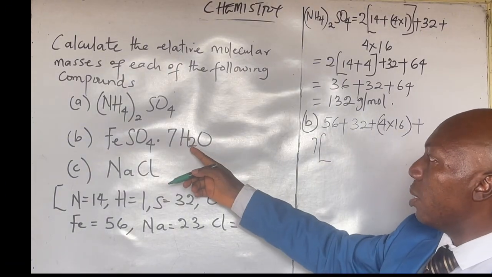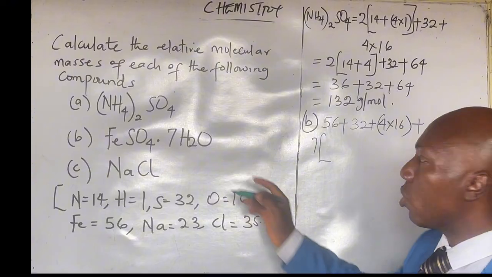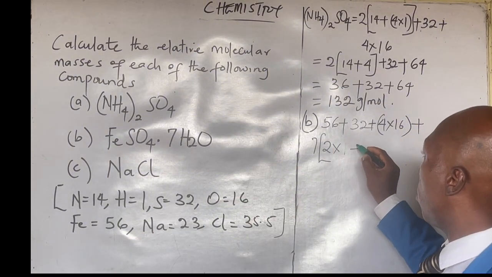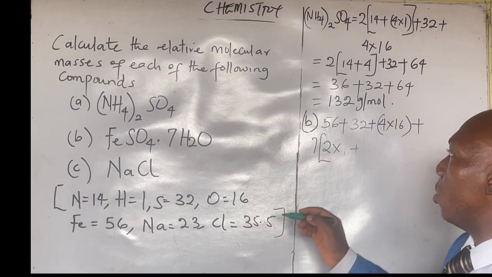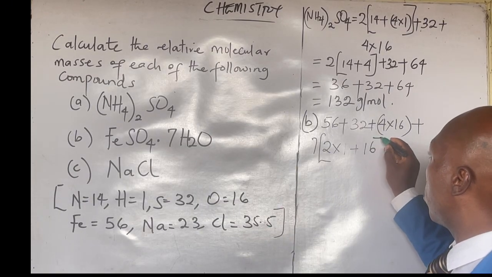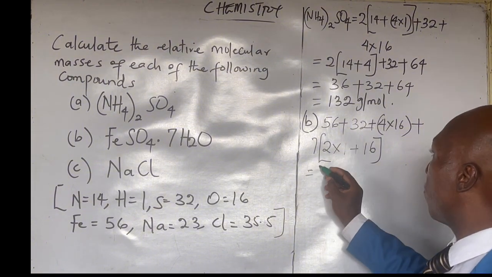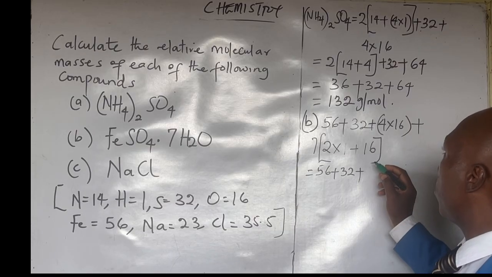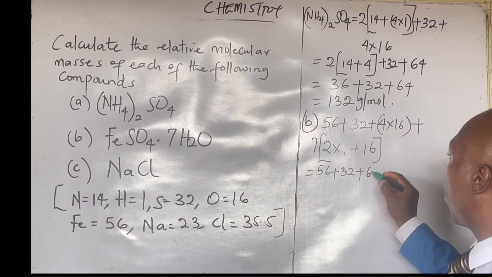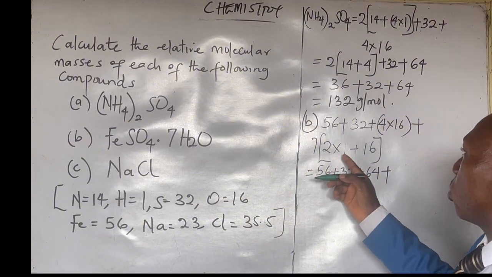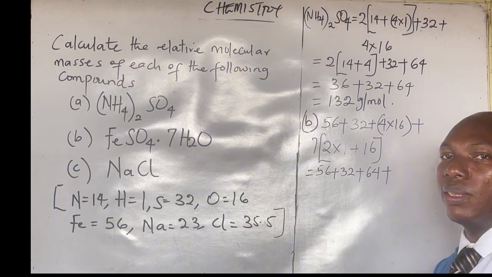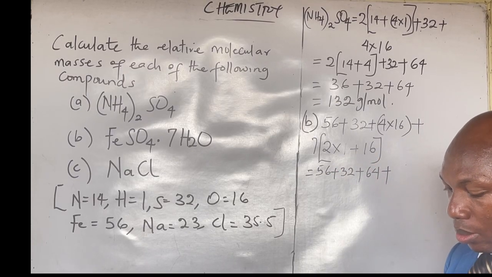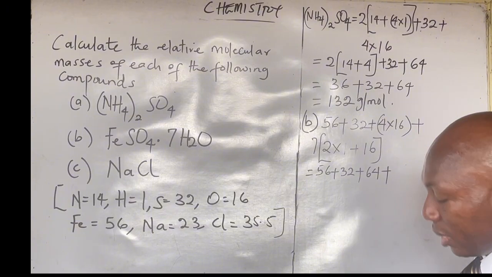So water is having hydrogen with 2 atoms, that's 2 times 1, plus oxygen. Oxygen is just 16. So if we finish that up, we have 56 plus 32 plus 4 times 16, that's 64, plus 2 times 1, 2, 2 plus 16, 18. 18 times 7, 18 times 7 is 126.